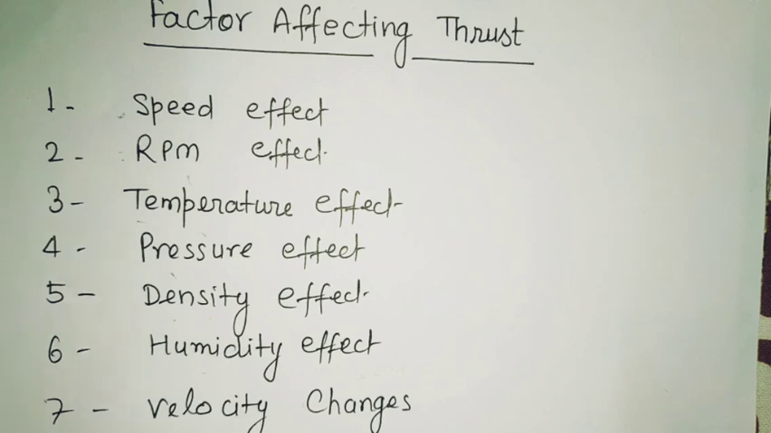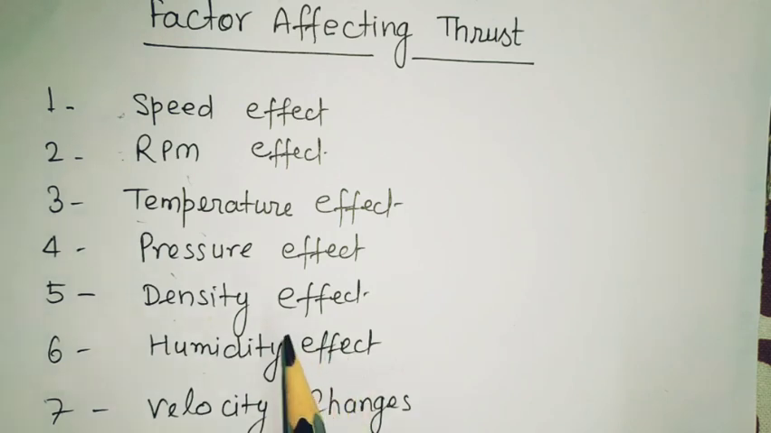Next is temperature effect. How is temperature affecting thrust? If temperature is more, then density will decrease, and if density decreases, the thrust will decrease. Power lever manipulation is required at lower temperature. Means when temperature is low, at that time you can manipulate the power through the power lever. If temperature is high, at that time it produces less thrust.